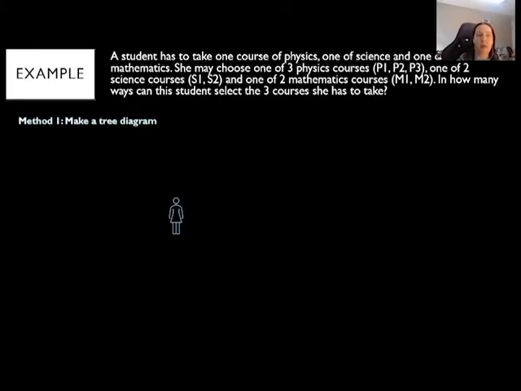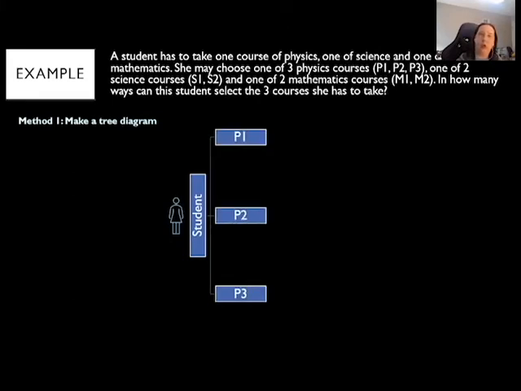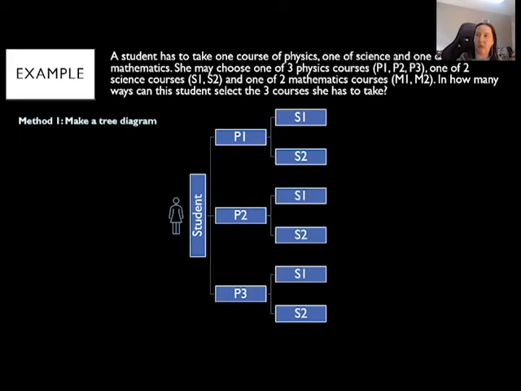So the first method is to basically make a tree diagram, which allows you to write down all the possibilities. So you start with your student, and let's just say, okay, first you can choose 3 physics courses. So her choices are P1, P2, or P3. So she has to choose at least one of those. And then she has to pick 2 science courses. So after she picks her physics course, she has to pick 2 science courses. So each choice of the physics, there's now 2 science to pick from after that.